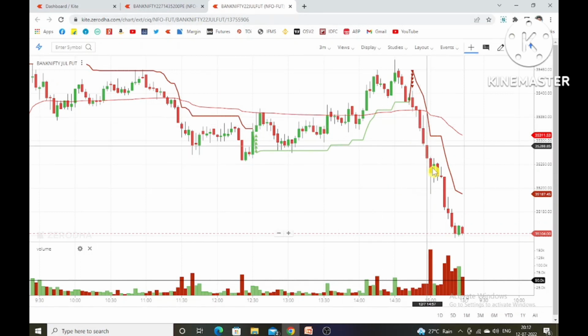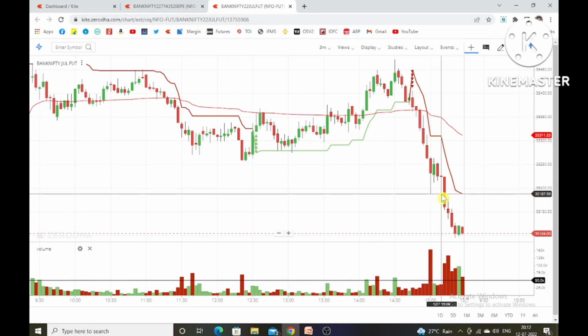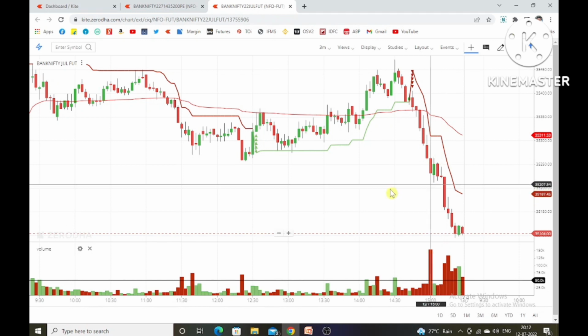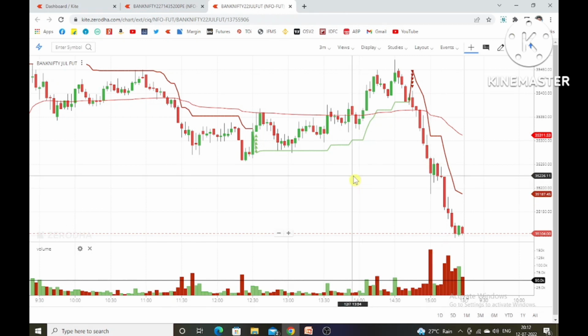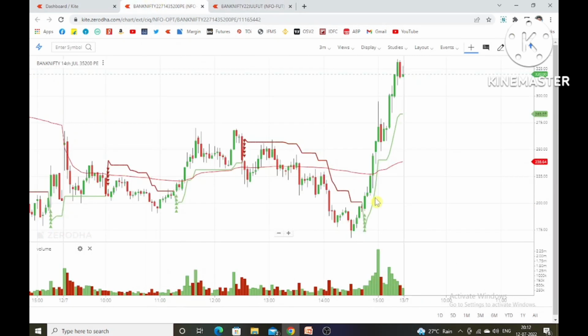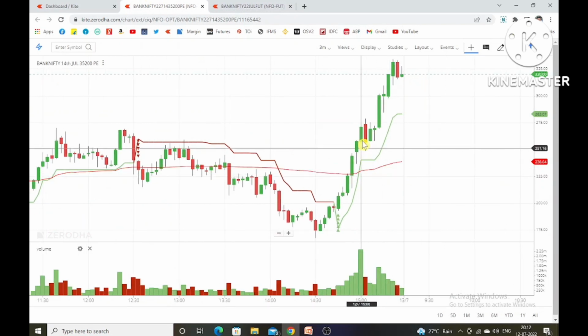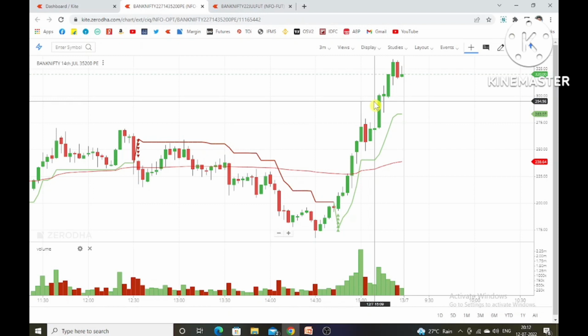Look at this price movement. Here price is trading at 35,189. So we will choose the 35,200 put option. Look at this chart at 3 p.m. The 35,200 put is trading at 294. We will not take entry at this point.